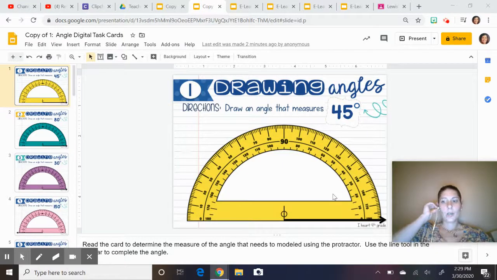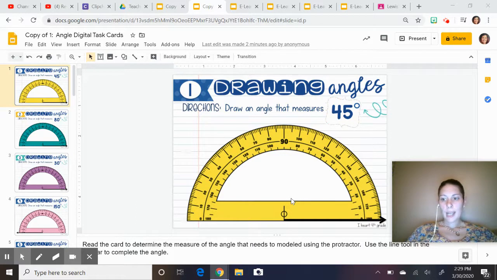Hey guys, so yesterday you worked on identifying the angles using your protractor. Today we are going to focus on how to create angles based on the protractor, okay? And this is also another fourth grade skill that you are going to have to be able to know how to do as you get ready to move towards fifth grade.